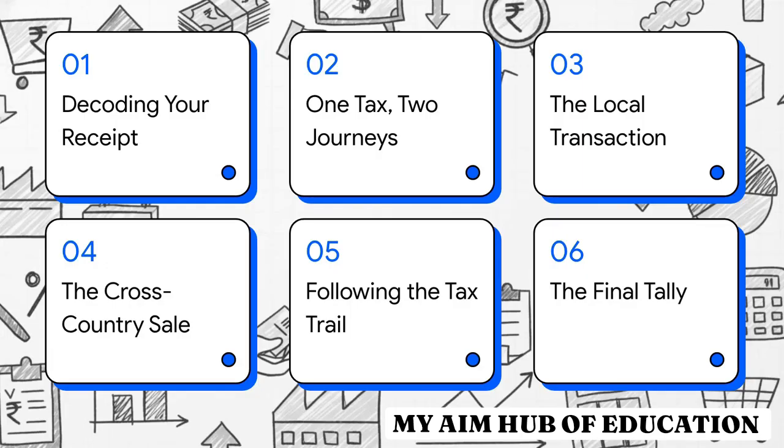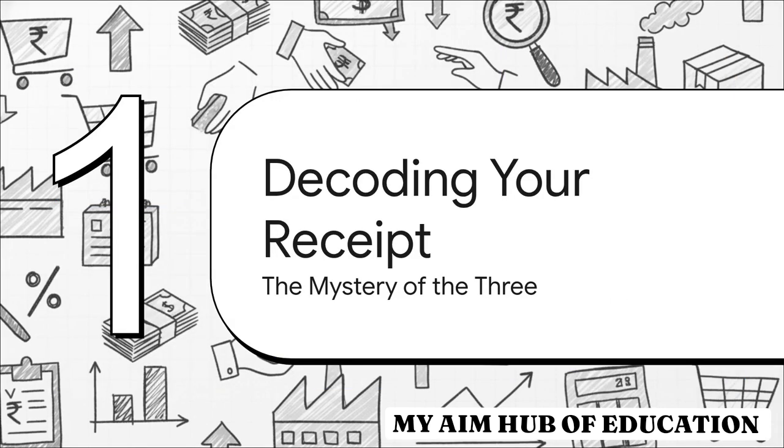So here's our game plan for cracking this code. First, we'll start with the receipt itself. Then we'll uncover the two simple journeys a product can take that basically change everything. We'll follow the money on a local transaction and then a cross-country sale, see how it all works in a real supply chain, and wrap it all up with a final cheat sheet. Let's get started.